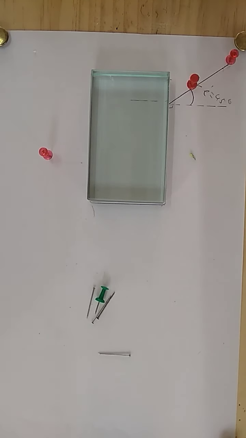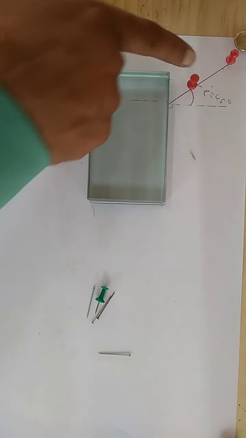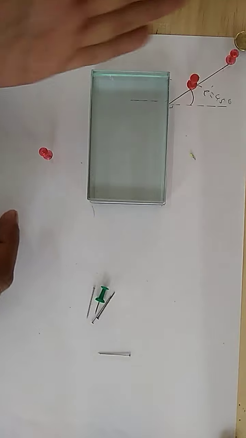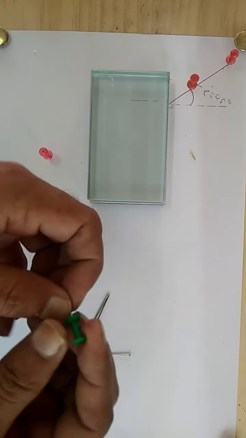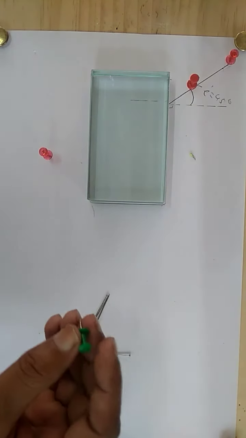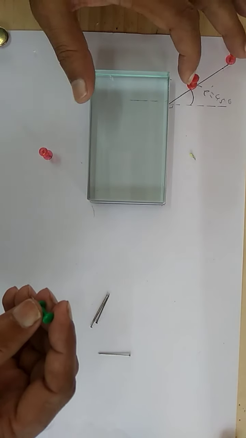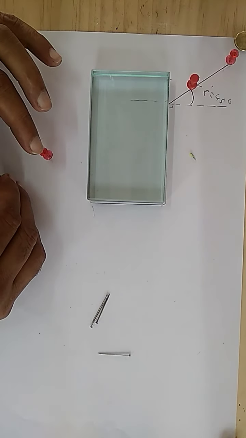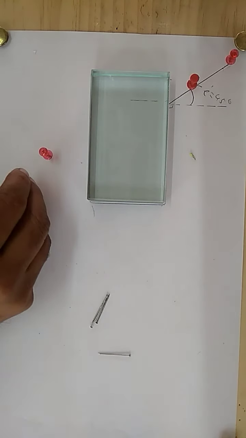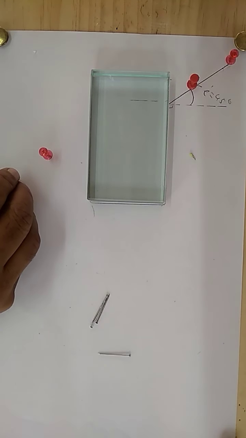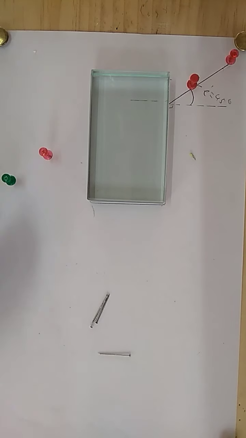I put the third pin vertically on this paper. The third pin and the images of these two pins are seen as collinear. Now the fourth pin may also be fixed such that all four pins will be collinear. The images of these two pins and these new two pins will be collinear. All these pins are seen as collinear. You may see here whether they are collinear or not.